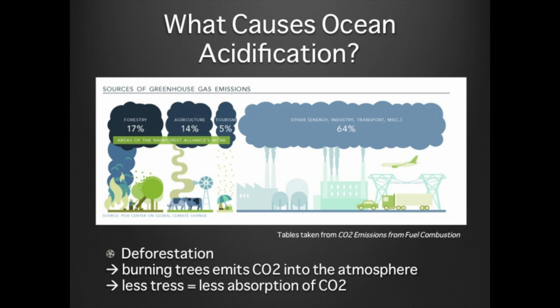Another source contributing to ocean acidification is deforestation. Trees, like oceans, absorb carbon dioxide from the atmosphere. The burning of trees causes CO2 to be emitted into the atmosphere. As these trees are being destroyed, there is a subsequent decrease in the number of sources available for the absorption of carbon dioxide.